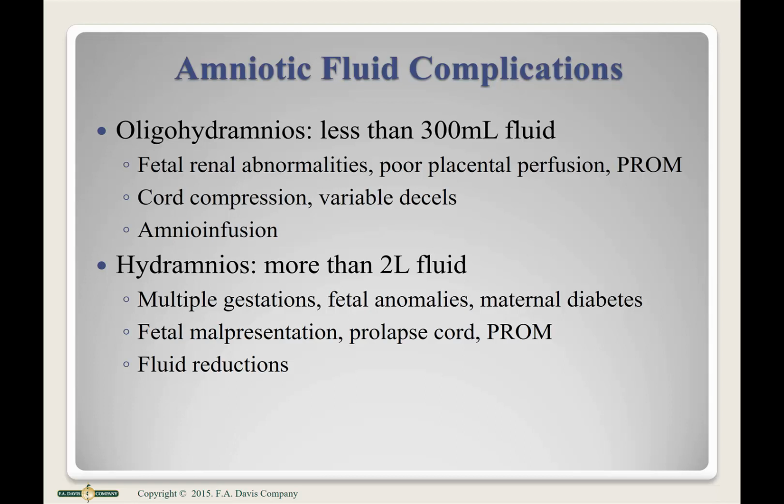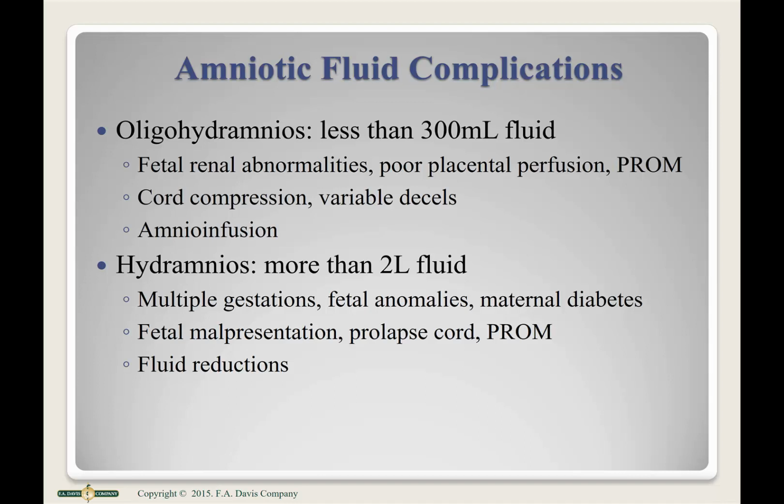Correct. Fetal anomalies can produce more amniotic fluid, maternal diabetes, fetal malpresentations, prolapse cord, and premature rupture of membranes are all risk factors for hydramnios. So if you have too much fluid in there, you have the opportunity for the baby to really just be swimming around this Olympic-sized pool, and therefore when you go into labor, you have a baby that's not positioned correctly because they've just been swimming around this big old pool, okay?